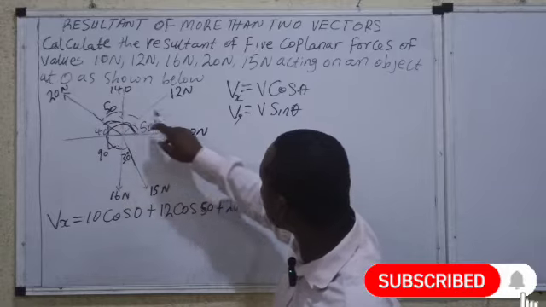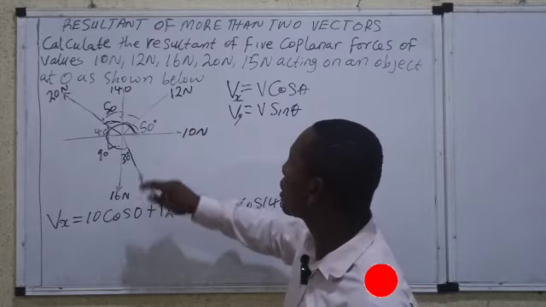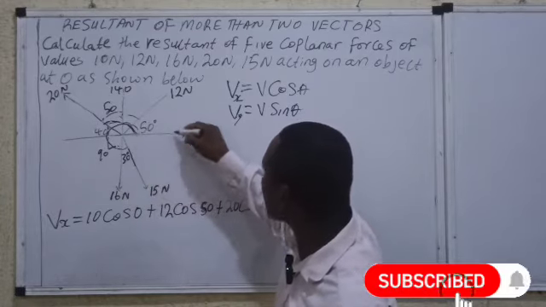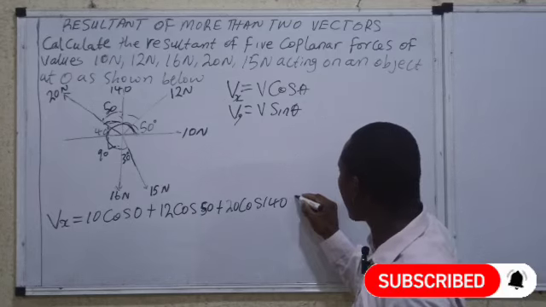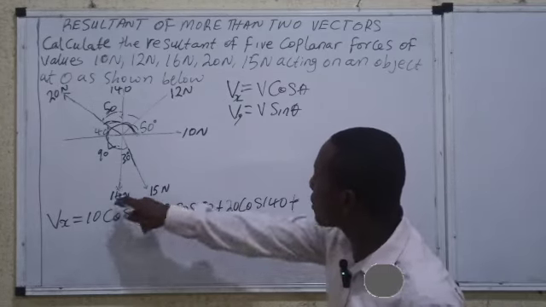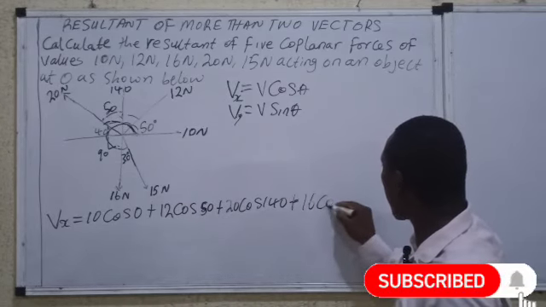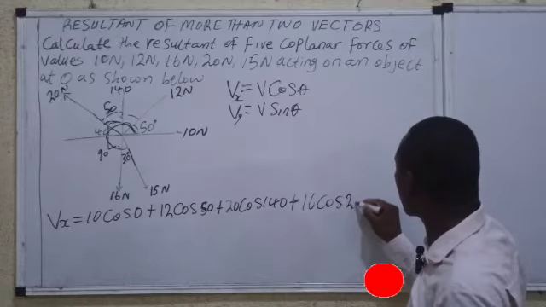Here. From here to this place. Remember, this place is our reference point. So from here to this point, it's actually what? 270. So we now have plus 16 cos 270.